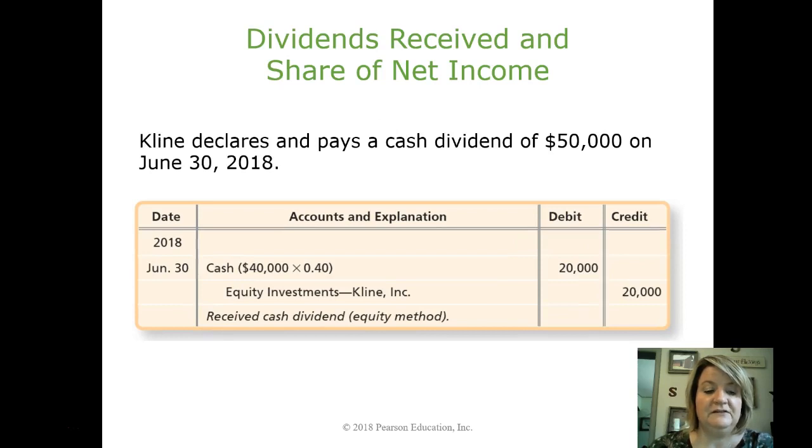Dividends received and share of net income. Klein declares and pays a cash dividend of $50,000 on June 30th. So it's cash, $50,000 times 40% is $20,000, and a credit to equity investments Klein Inc. $20,000. You received a cash dividend, equity method.